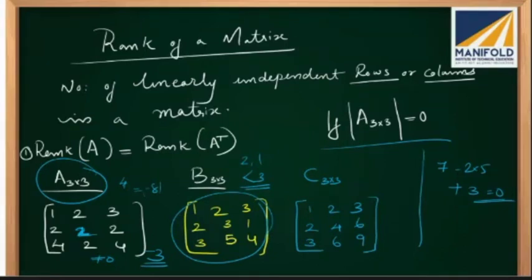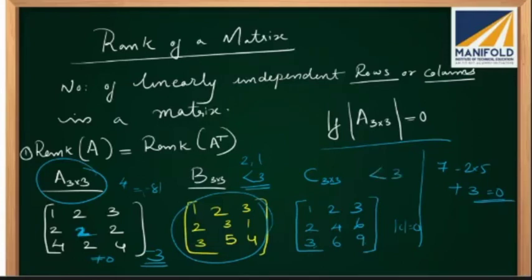Here also, if you find the determinant: 1 into 36 minus 36, 0, minus 2 into 18 minus 18, 0, plus 3 into 12 minus 12, 0. All terms are zeros, which means here also the determinant of C is 0, which means at least one row is a linear combination of the other two. So the rank is definitely less than 3.